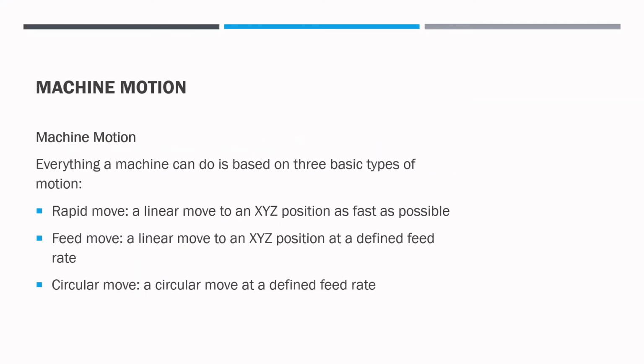So everything a machine can do is based on three basic types of motion. First one is a rapid move, a linear move to an XYZ position as fast as possible. And secondly, we have a feed move, a linear move to an XYZ position at a defined feed rate, and we also have a circular move at a defined feed rate. So every G-code tells the machine which variation of these basic motions to perform and how to perform it.